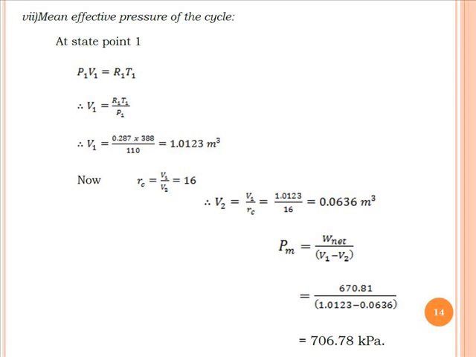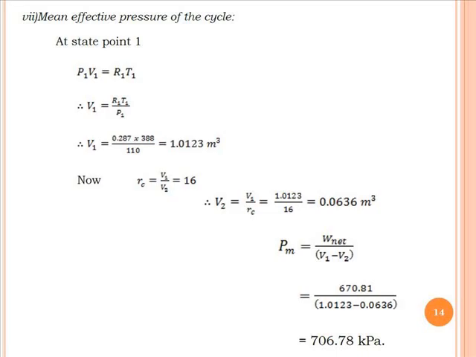So friends, this was one sample numerical related to dual cycle, where we had discussed how to find out all the properties at states 1, 2, 3, 4, 5. Then we calculated the total heat supplied, which includes heat supplied at constant pressure and heat supplied at constant volume. Also we calculated the work done and the heat rejected. Based on that we calculated the efficiency of the dual cycle, plus at the end we calculated the mean effective pressure of the cycle. So friends, if you follow these steps, definitely in the exam you can easily answer the different questions asked to you based on dual cycle.